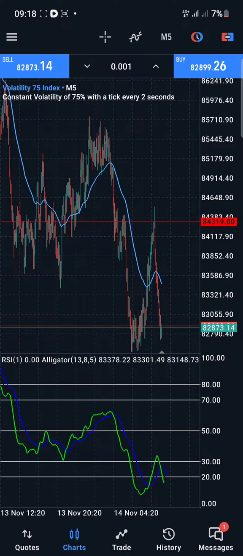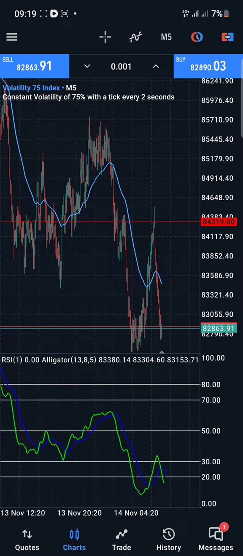Okay guys, let's look at this mobile setup and we will be using it to analyze volatility 75. So if you are with me, if you don't have the custom made indicator, the 3M custom made indicator or the trend indicator, then you can also use this to make some good amount of profit for yourself today.